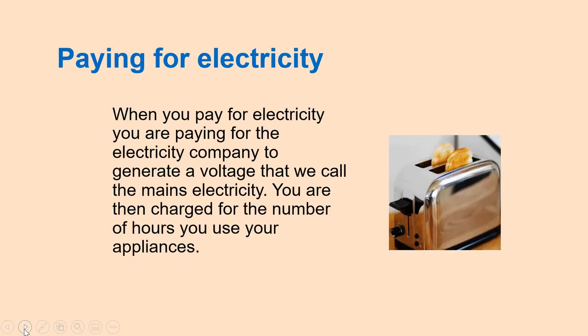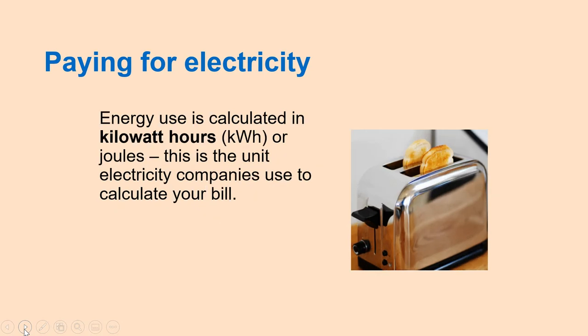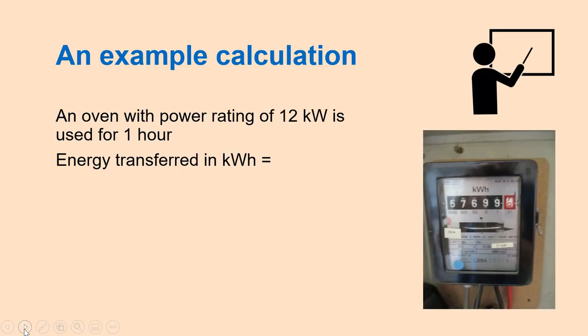So, when we pay for electricity, we are actually paying for the company to generate a voltage that we call the mains electricity. And that's what we get when we turn on our plugs. We are then charged for the number of hours that our appliances are on. And our energy use is calculated in what we call kilowatt hours. And this is the unit that the electricity companies use to give us our bill, so that you know how much you have to pay them.